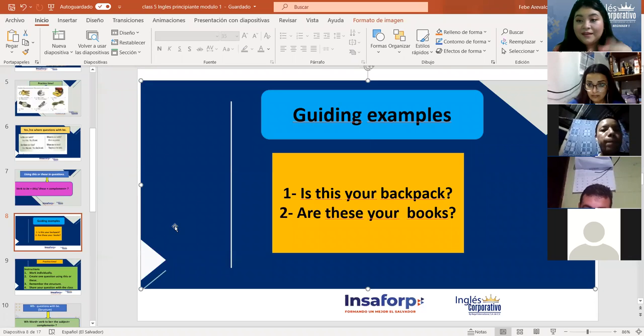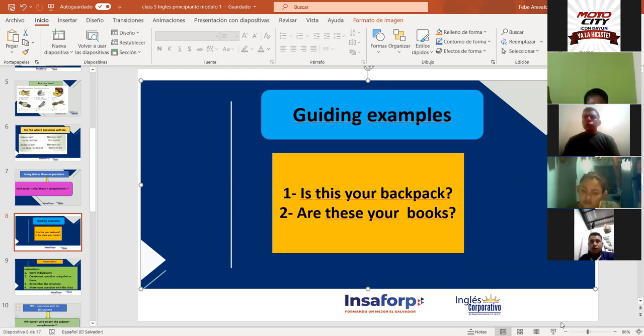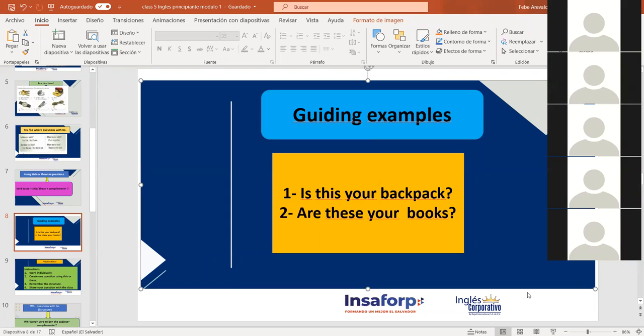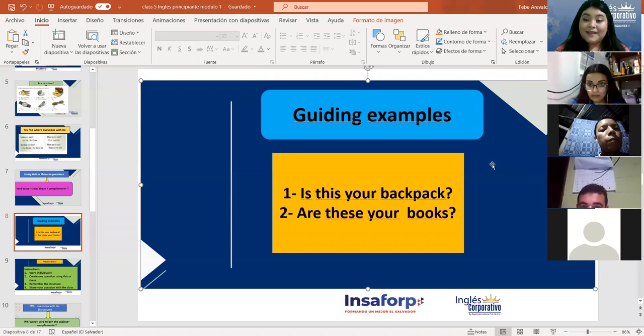Now, do you have any question, my dear students, about this structure specifically? I'm asking you because you're going to practice alone. So I need to know if you have questions or everything is clear. ¿Todo está claro? ¿No tenemos preguntas? Okay. Yes, Francisco.